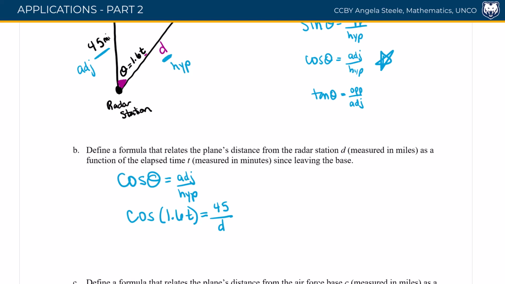It does say in the question, define a formula where we want the plane's distance as a function of time. What that means is we want distance equal to some expression where there's a t within that expression. So we want to isolate our d value. When we look at this expression, we want to isolate this d. To do that, what we're going to do is multiply both sides by d so that the d's can go ahead and cancel.